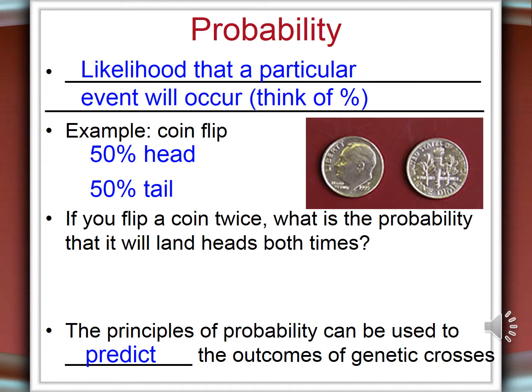This is the principle of probability, and we can use it more in science, because we can use this to predict the outcomes of genetic crosses. By knowing the numbers, the likelihood, and what genes people carry, we can then figure out the percentages of their offspring carrying the same thing. So that's how we use probability in genetics.